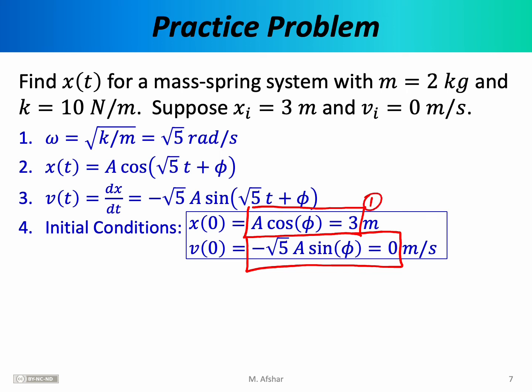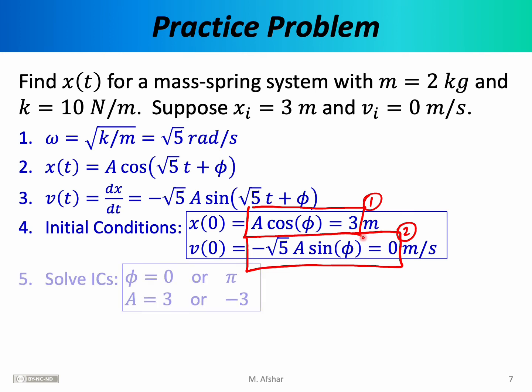So if I call this equation 1 and I call this equation 2, as you look at equation 2, you should be able to quickly conclude that phi must be 0. We know that sine of 0 radians is 0, so we conclude that phi must be 0. If phi is 0, then I can plug that into the first equation, and A cosine of 0, well, cosine of 0 is just 1, and that tells me that A must be equal to 3. So the solutions are phi is equal to 0 and A is equal to 3.